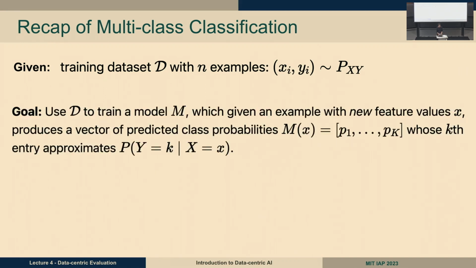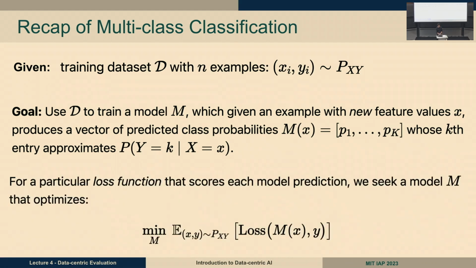And our goal is to use this data set to train a model that can classify a new example with new feature values x that we might have never seen before. And this model will typically produce a vector of predicted class probabilities where each entry is supposed to approximate the true probability that the label would be class k, given an example with features x.